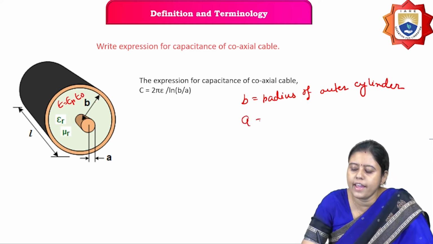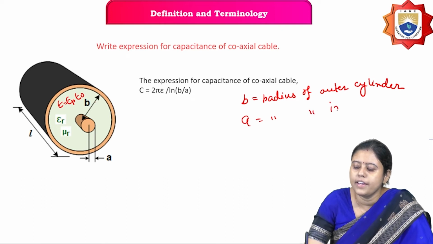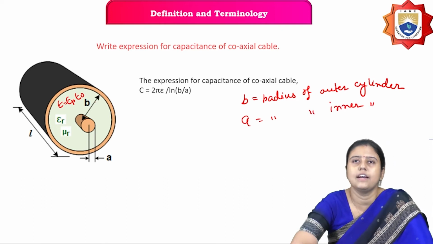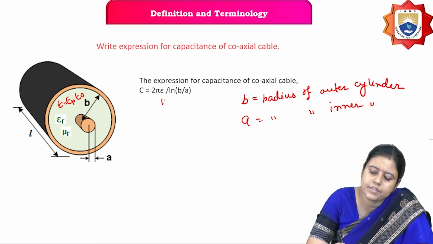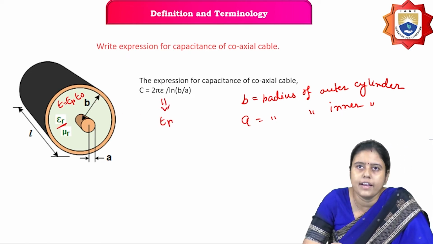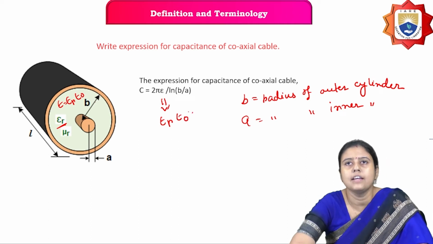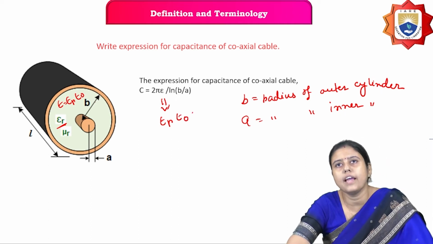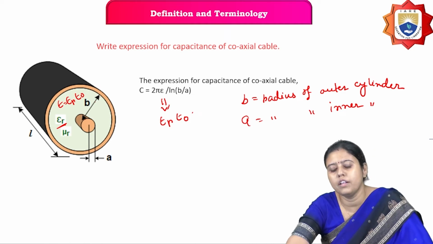And what is A? A is the radius of the inner cylinder. What is epsilon? Epsilon, as I told here, is equal to epsilon r into epsilon 0. So this is the expression of the capacitance of a coaxial cable.